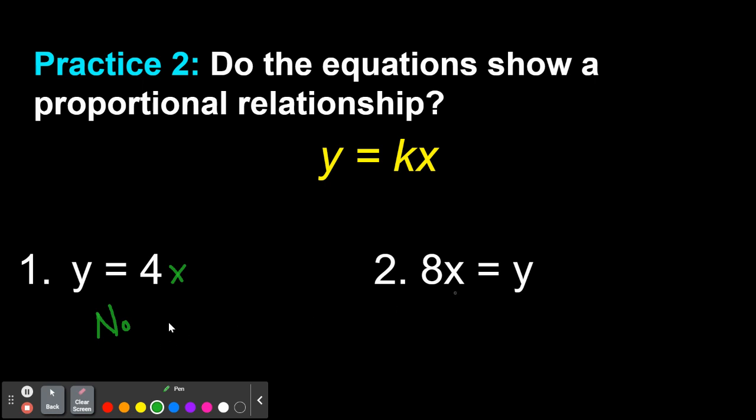How about this one here? Yes, it is, though it is backwards, right? We can rewrite this as y equals 8 times x, and now it is in the form of y equals our constant of proportionality times x. So this one, yes, is proportional.